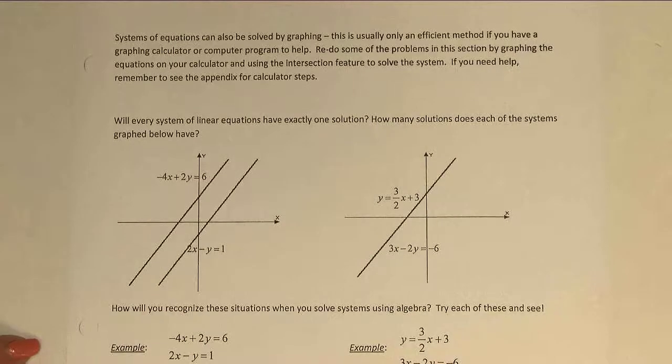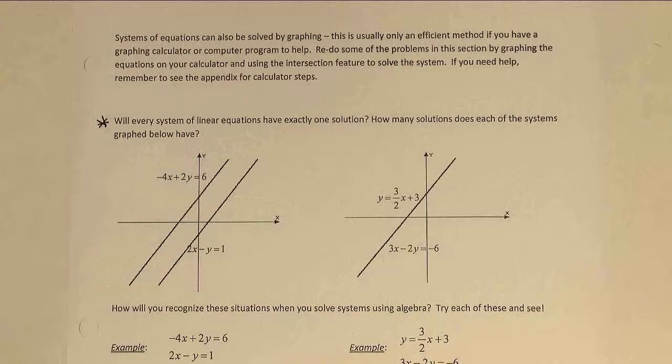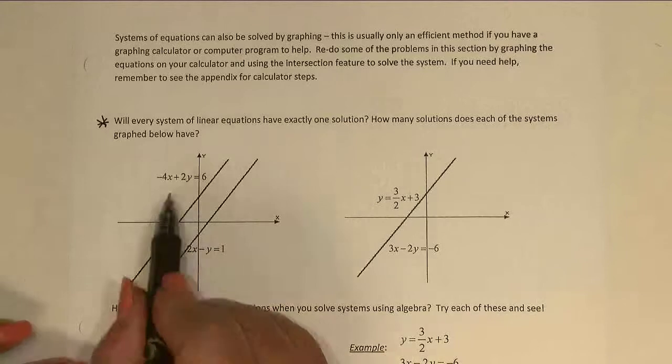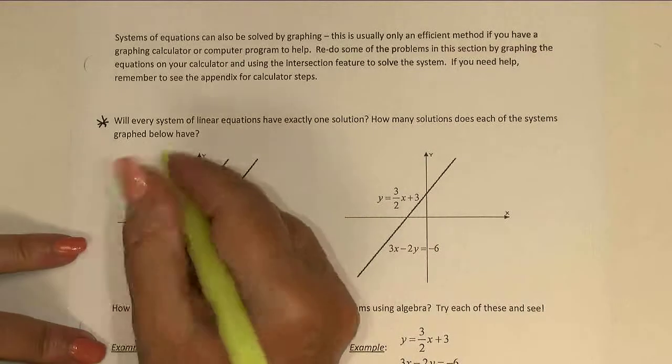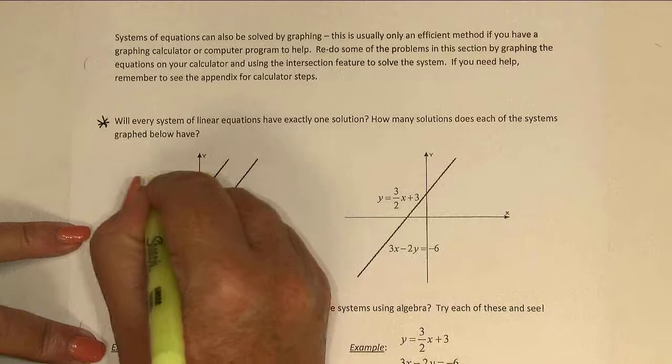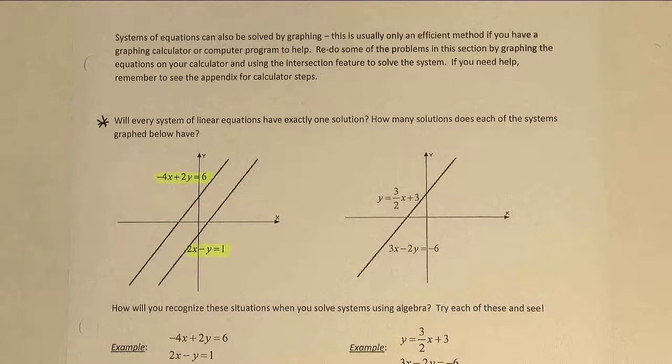All right, the question that we want to address here to finish up this section: will every system of linear equations have exactly one solution? Let's try to answer that question by considering these two systems. The first one has the two equations, negative 4x plus 2y equals 6, and 2x minus y equals 1.